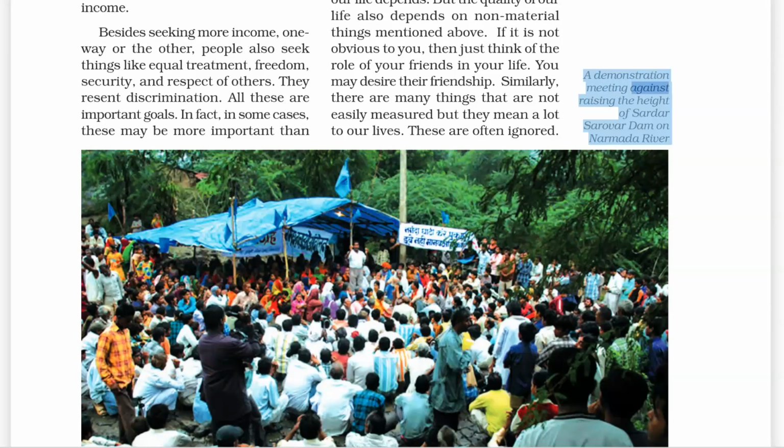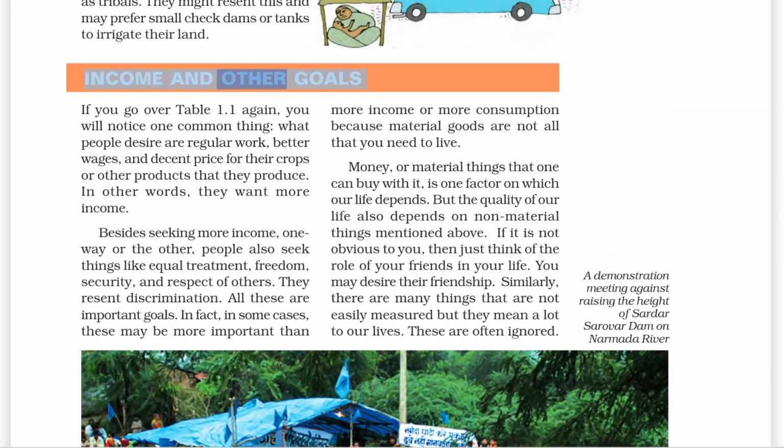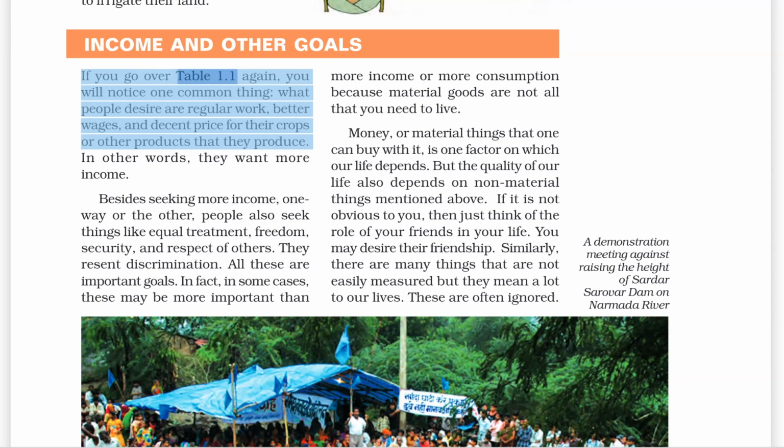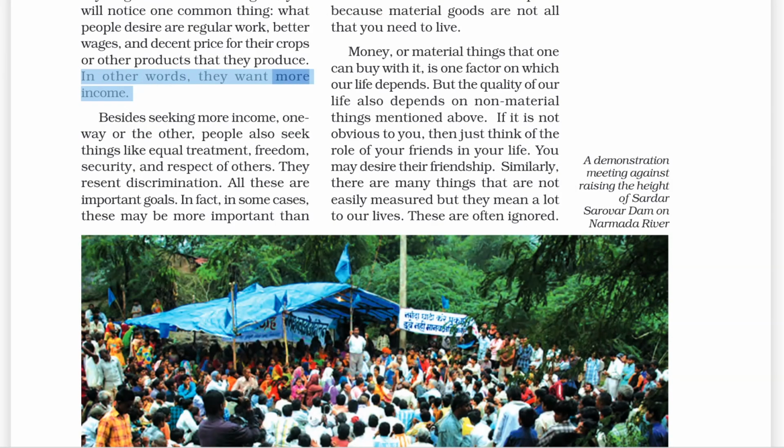A demonstration meeting against raising the height of Sardar Sarovar Dam on Narmada River. Income and other goals. If you go over Table 1.1 again, you will notice one common thing. What people desire are regular work, better wages, and decent price for their crops or other products that they produce. In other words, they want more income.